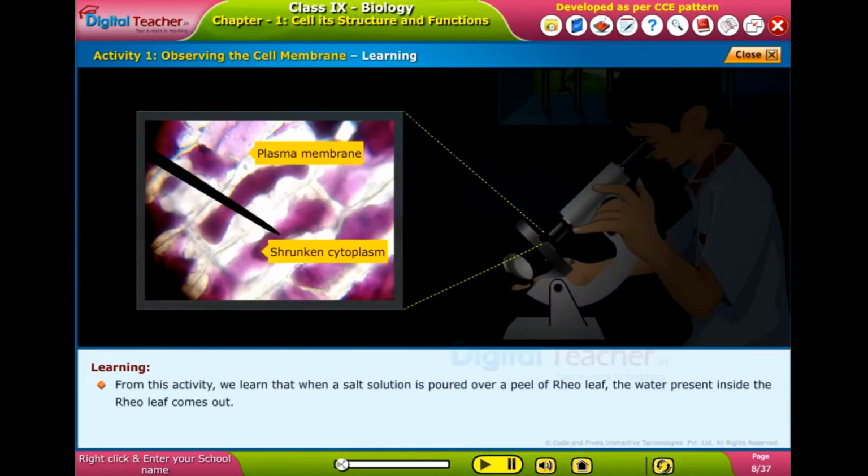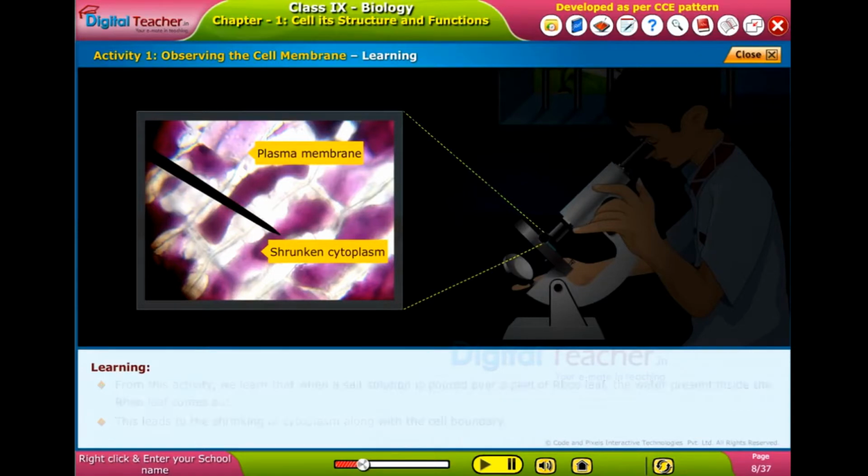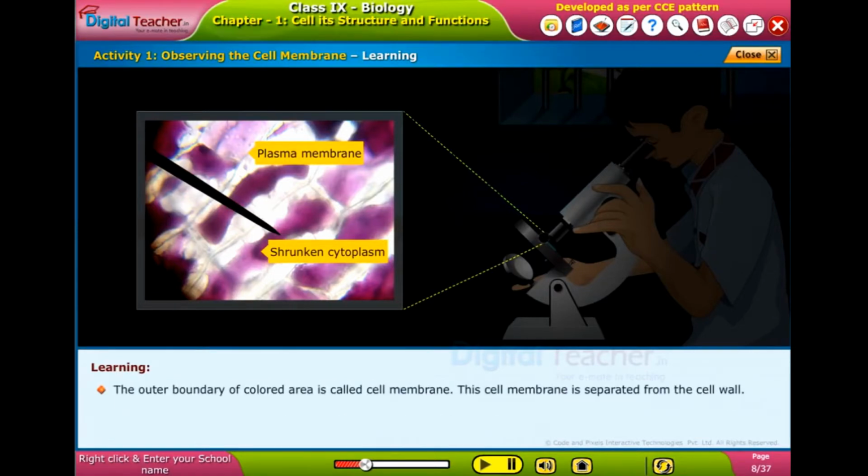From this activity, we learned that when a salt solution is poured over a peel of Rheo leaf, the water present inside the Rheo leaf comes out. This leads to the shrinking of cytoplasm along with the cell boundary. The outer boundary of the colored area is called cell membrane. This cell membrane is separated from the cell wall.